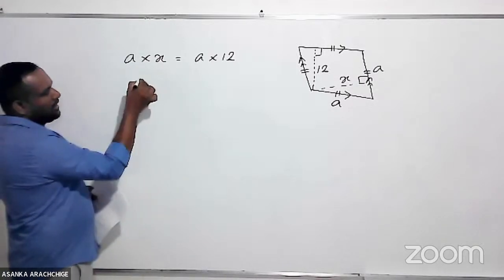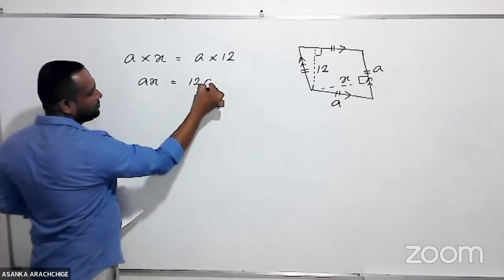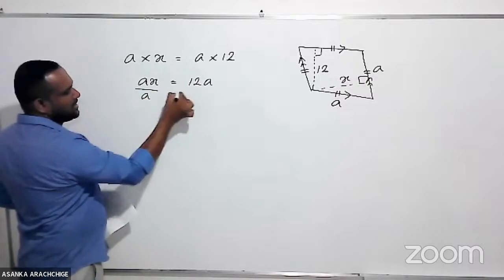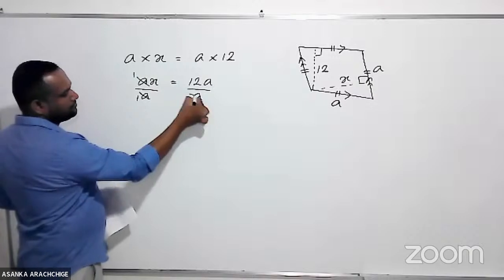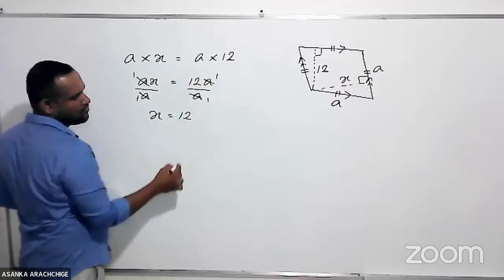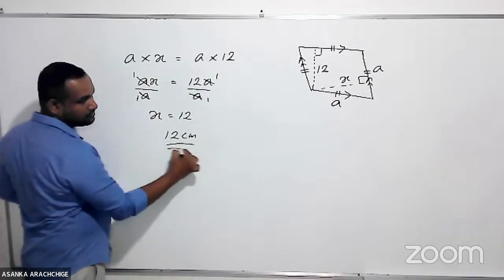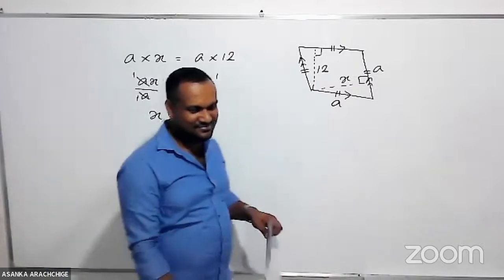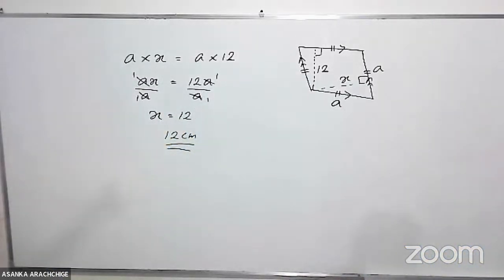Okay. Now you can say AX equals 12A and divide both sides by A. X equals 12 centimeters.